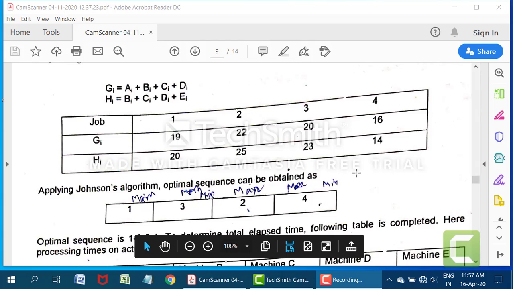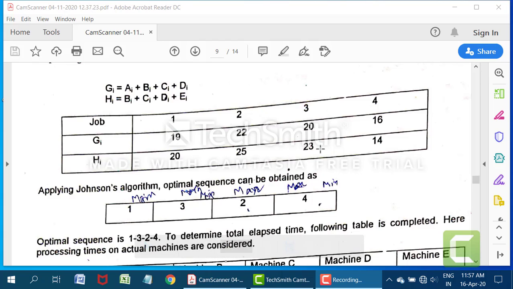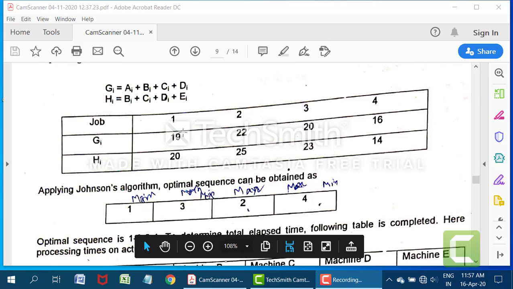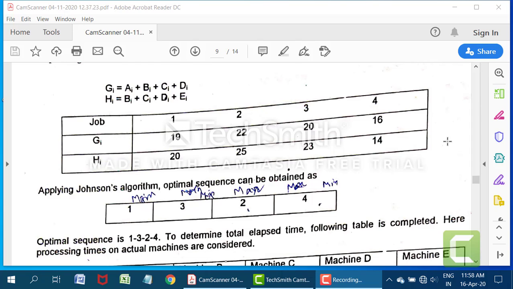Johnson's algorithm for N jobs and two machines is to be applied now, as this problem is now in the form of N jobs, two machines. So we need to find the sequence only. First of all, to find the sequence only, we have to use this fictitious machine data. So there are four jobs, hence four compartments.